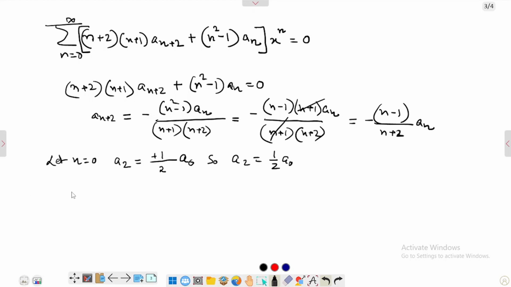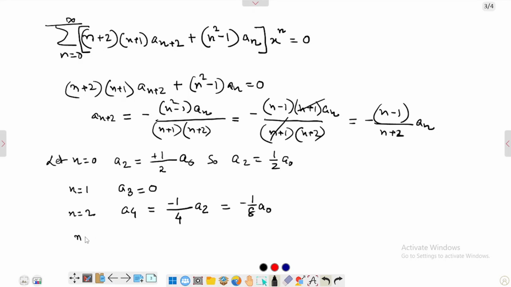Good. Now I will say n equal to 1. So a3, and if I plug n equal to 1, I get 0. So I got a3 equal to 0. Now if I plug in n equal to 2, I get a4 equal to, if I plug in 2 here, 2 minus 1 is 1, and I get 4 into 3. And what is my a2? My a2 is 1/2 a0, so I get 1/8 a0.